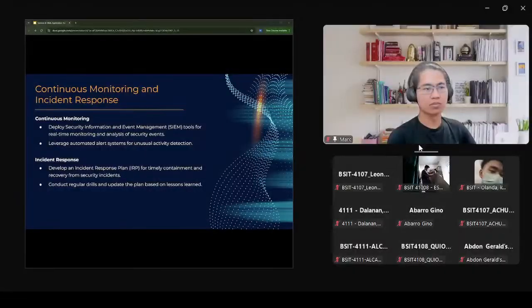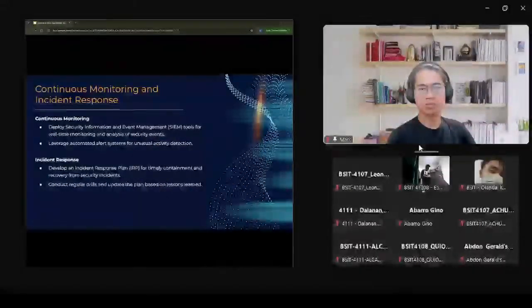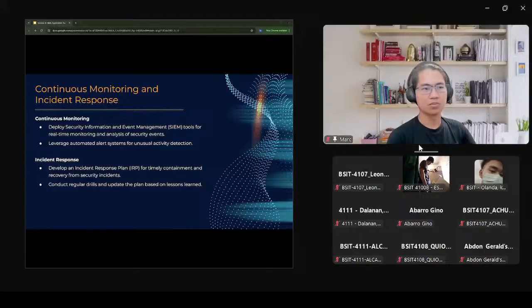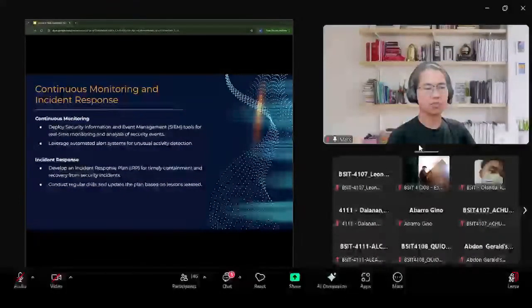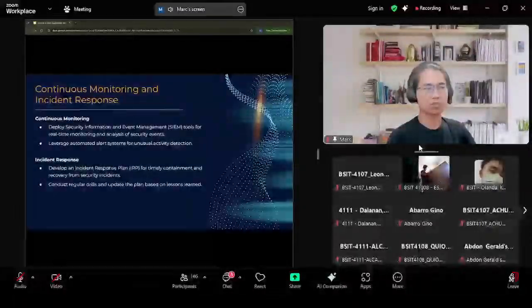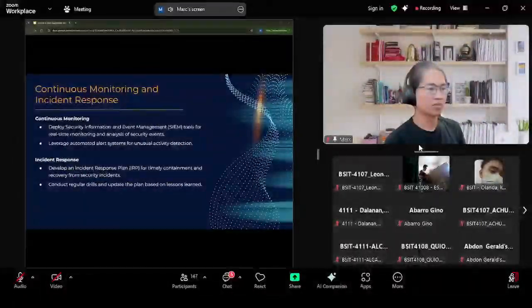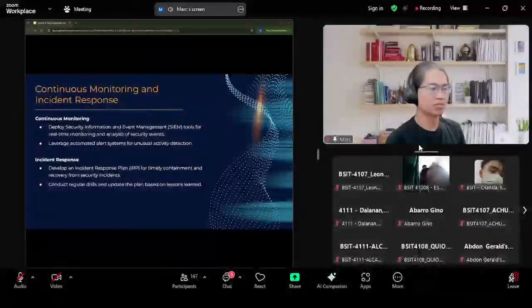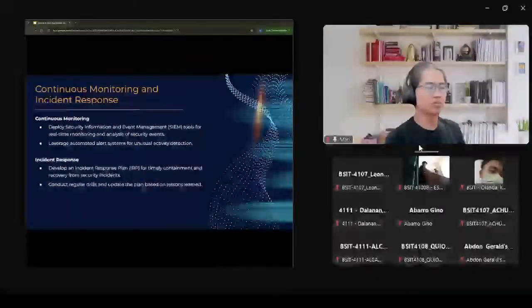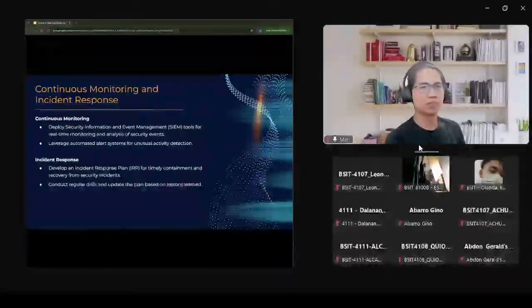Some of the example tools that we have for continuous monitoring are, one, the ELK stack, Elasticsearch, Logstash, and Kibana. This is ideal for log collection, analysis, and visualization. Another is Datadog. Datadog offers cloud monitoring and threat detection with easy integration into your platform. The last of the tools that I have here is Splunk. It's a robust platform for log analysis and SIEM, widely used in enterprise environments.